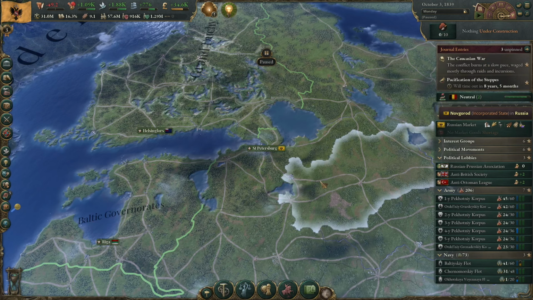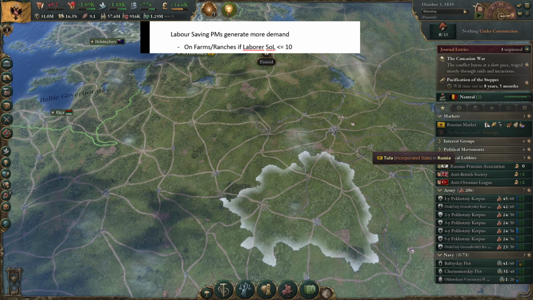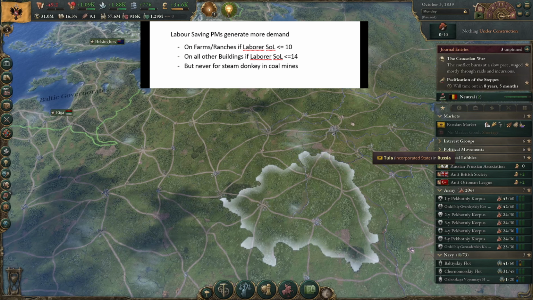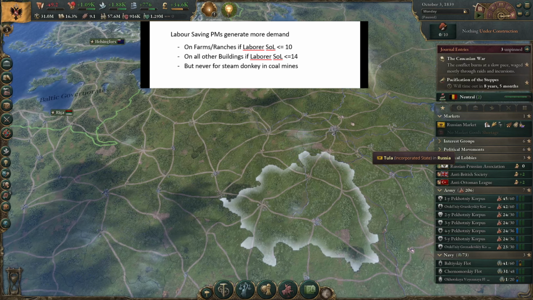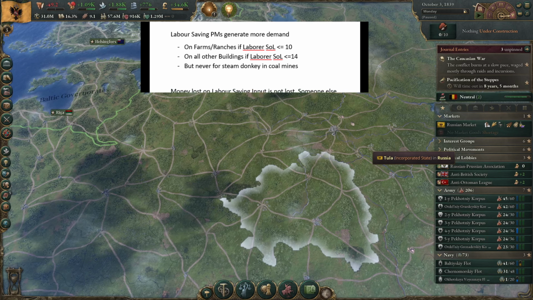And now let's summarize our findings. Most labor-saving production methods introduce more demand in your economy if the laborers in the associated buildings have standard of living 14 or less. It's standard of living 10 for farms and ranches. That is the lower barrier though. It can be higher depending on the production method, the workforce ratio and the throughput of the building. Except steam donkeys in coal mines.